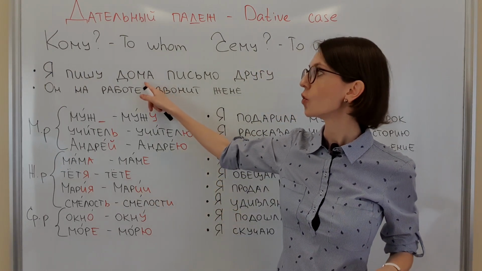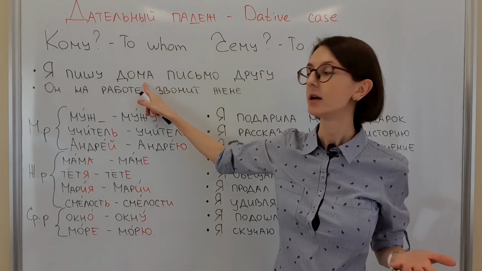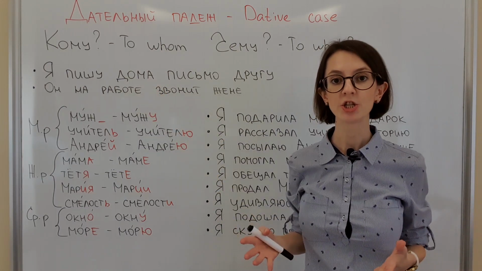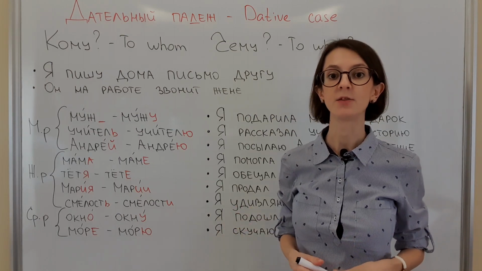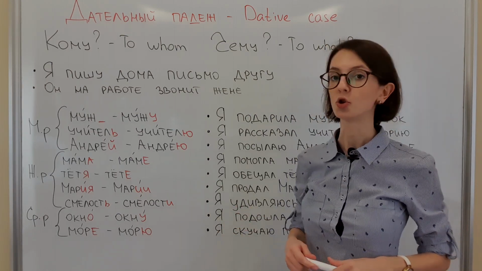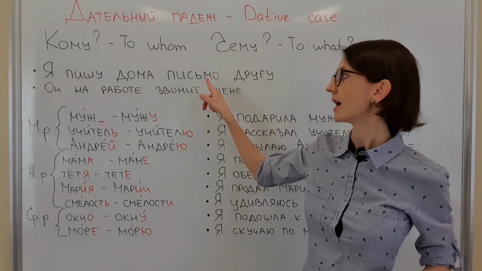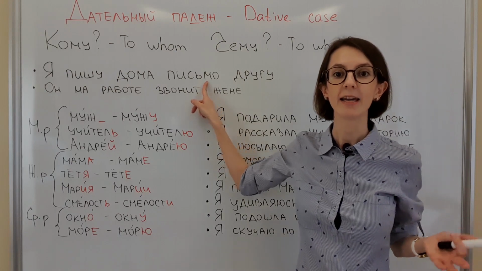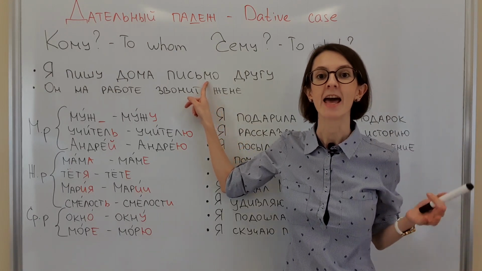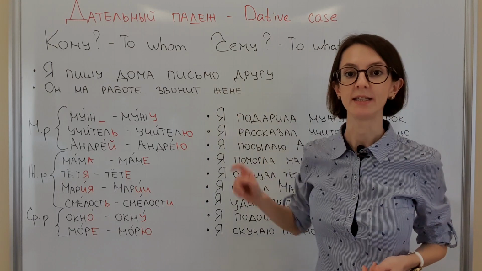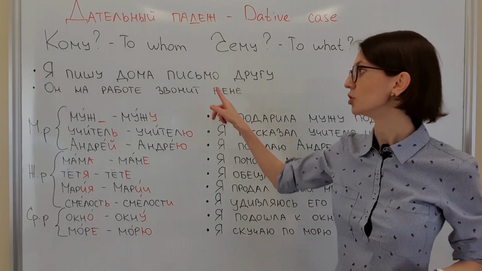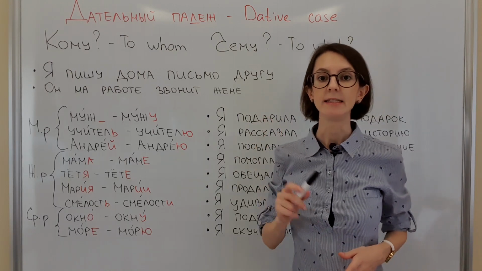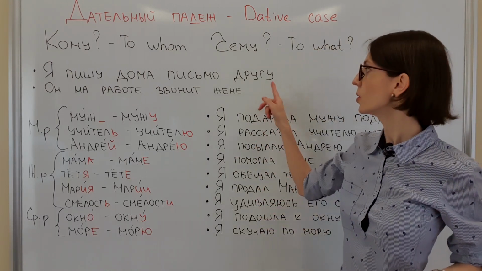Я пишу где? Where am I writing? We ask the question about location. This is prepositional case. Я пишу дома. Я пишу дома что? What am I writing at home? I'm writing a letter. This is the object. This is accusative case. Я пишу письмо. Это винительный падеж.